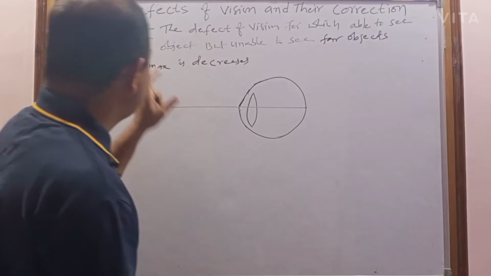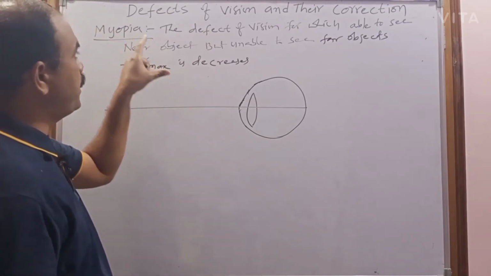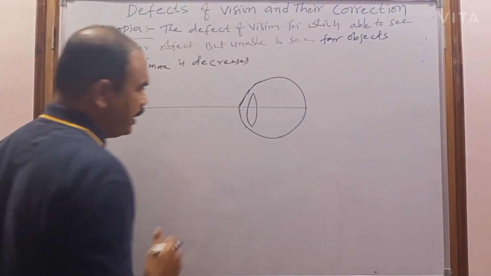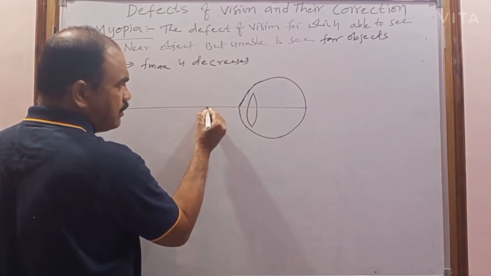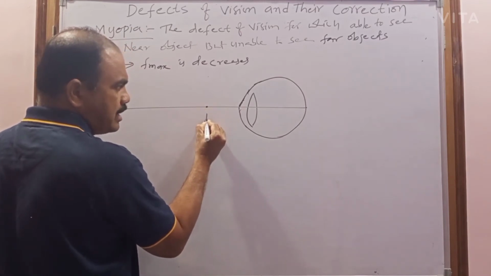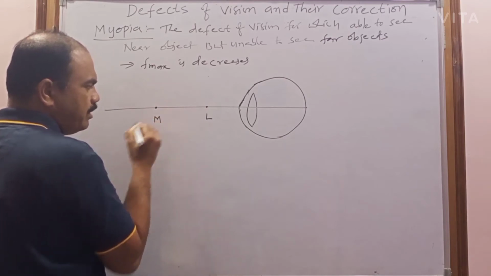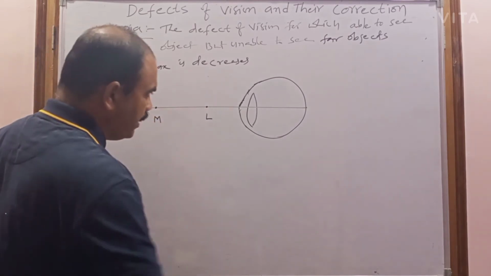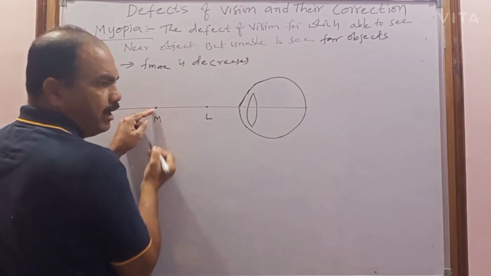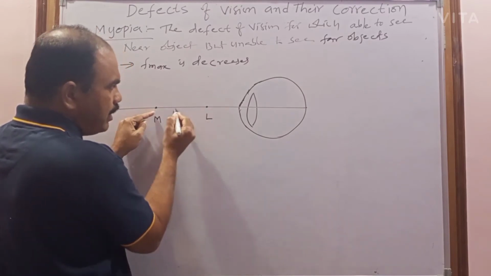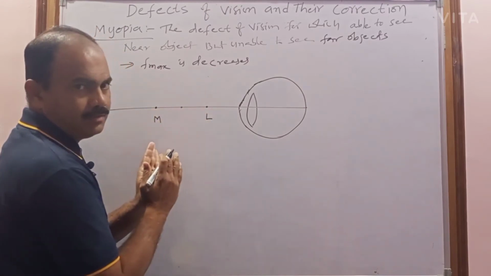But when a person suffers with myopia defect of vision, the person can see the object only from the least distance of distinct vision up to a point. That point will be considered M. And nothing but when the object is at M or when the object is at L or when the object is between M and L.